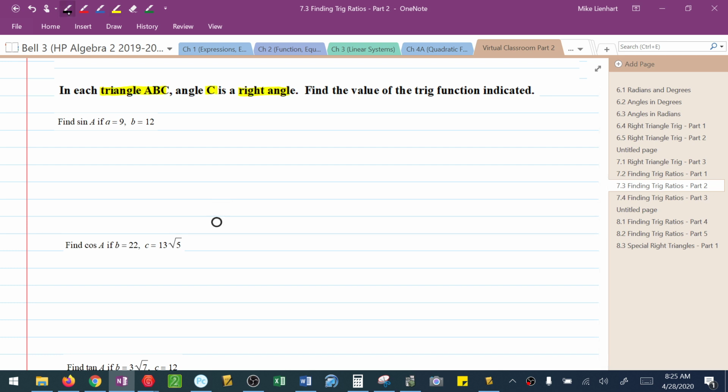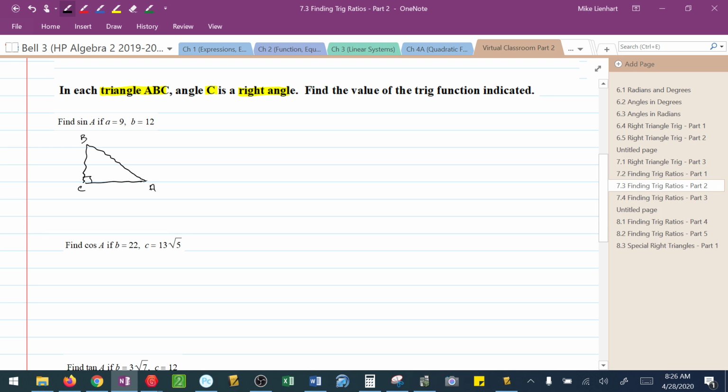Okay? For most of these, then, what we want to do is draw a sketch of a right triangle, because this will give me some guidance, and I know C has to be the right angle, so I'm just going to call the other vertices A and B. Now, because I know A, B, and C here, I know that the sides across from each of those vertices are the lowercase representation of each of those letters. So, for instance, I know that this side over here is 9, and I know that the side across from angle B is side B, which is 12.